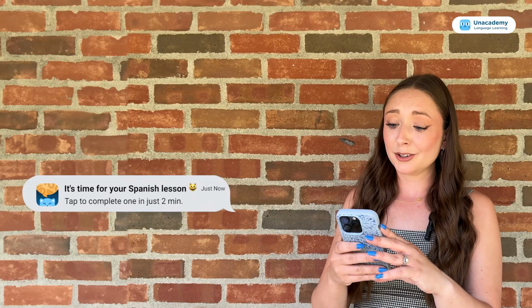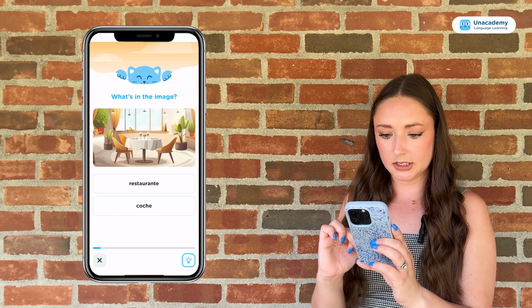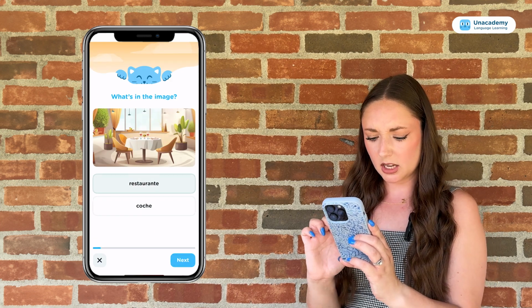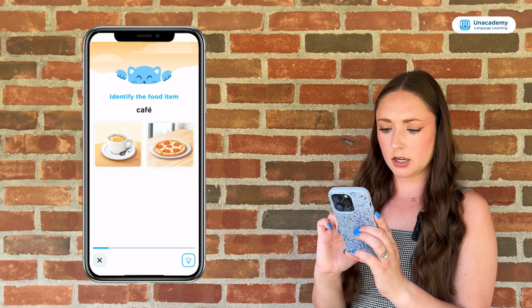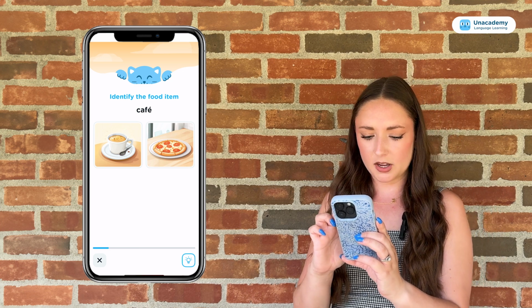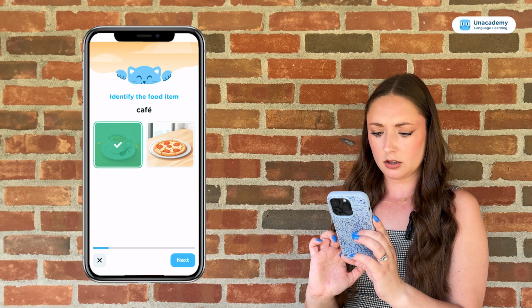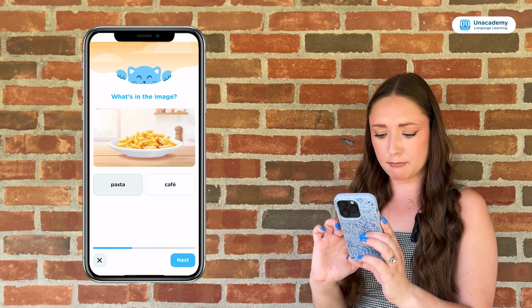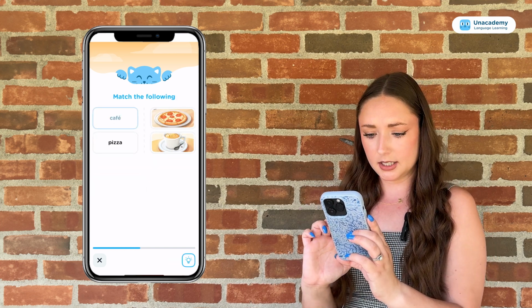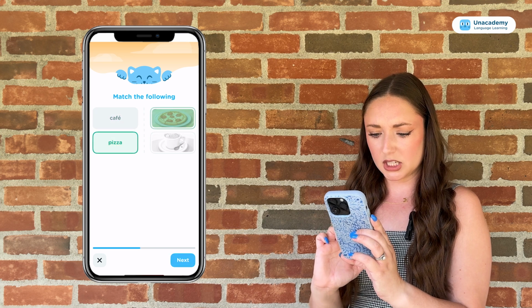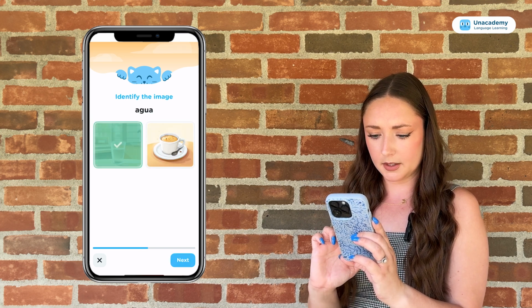All right, got my daily notification to complete my Unacademy lesson. So let's do that really quick and see if I can notice any of the patterns of present tense conjugation in some of these lessons. All right. Okay, picture of a table, el restaurante, okay. Picture of a food item, café. If I have a picture of pizza or coffee, it's definitely coffee. Pizza, okay. Pasta, picture of pasta. Café, pizza, matching, agua. Wonderful.